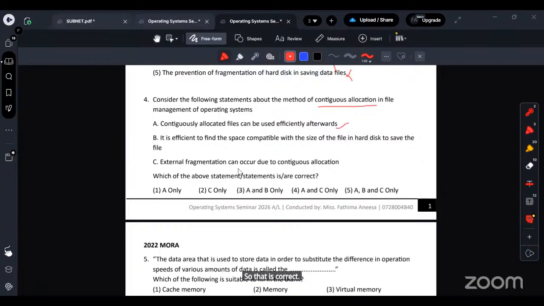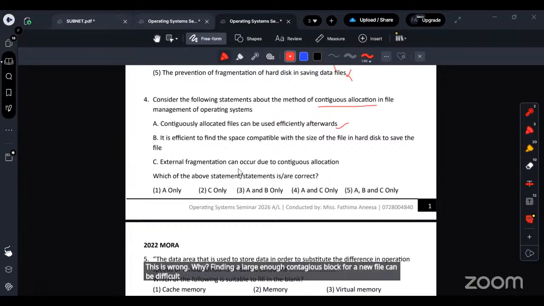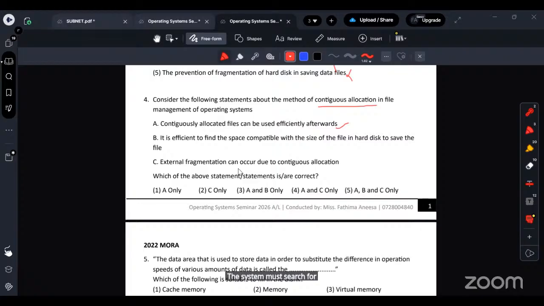It is efficient to find the space compatible with the size of the file in the hard disk to save the file. This is wrong. Why? Finding a large enough contiguous block for a new file can be difficult. The system must search for a free hole, which becomes less efficient as the disk fills up and becomes fragmented. So it's not efficient to find space in contiguous allocation.